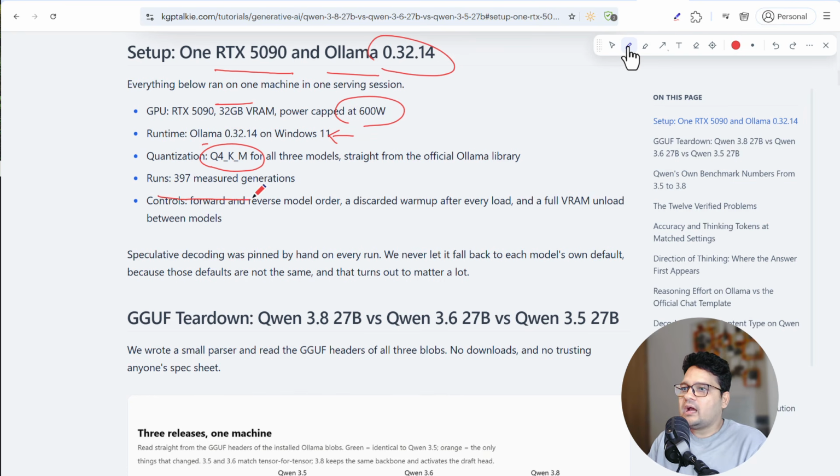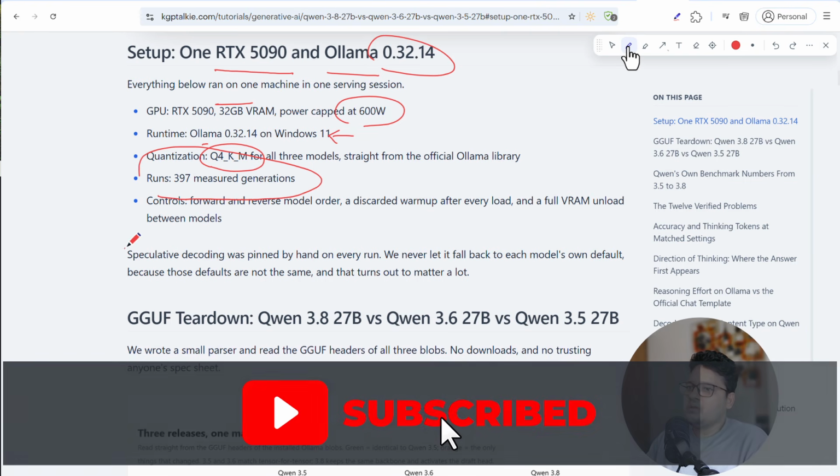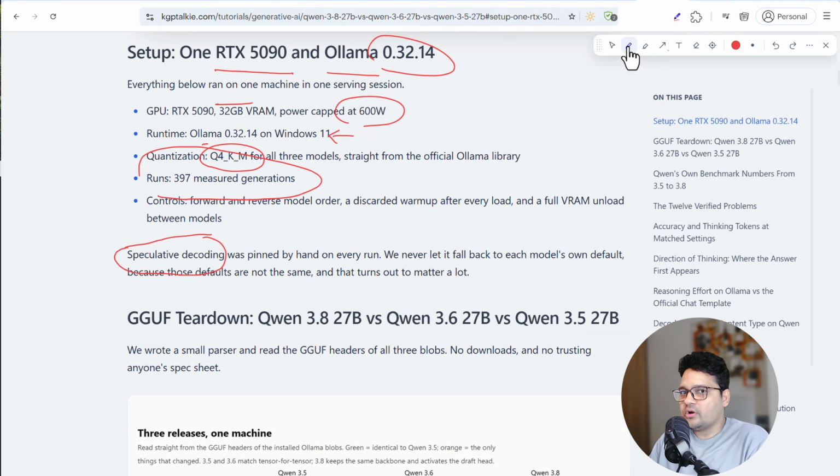Thereafter, you will notice I actually ran a huge number of tasks. Overall, 397 measured generations were done to compare all these models. Okay, this is literally huge. Apart from that, one more thing you will notice as we move ahead is speculative decoding. This is mentioned in all models: Qwen 3.5, Qwen 3.6 and Qwen 3.8. We will also discuss how this speculative decoding is going to improve the overall performance.